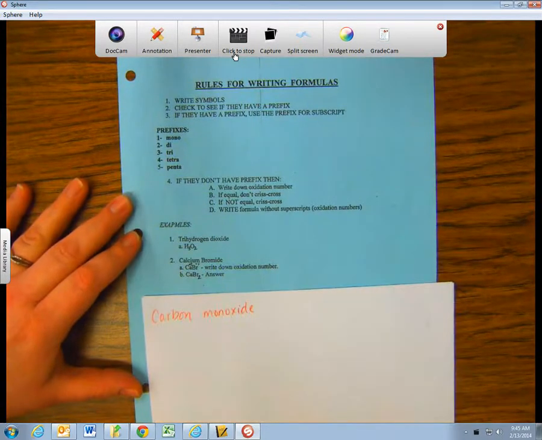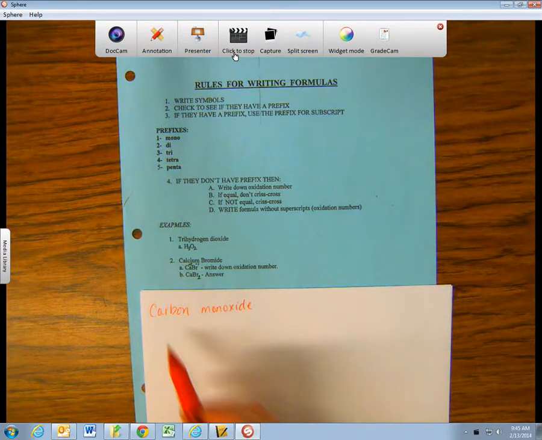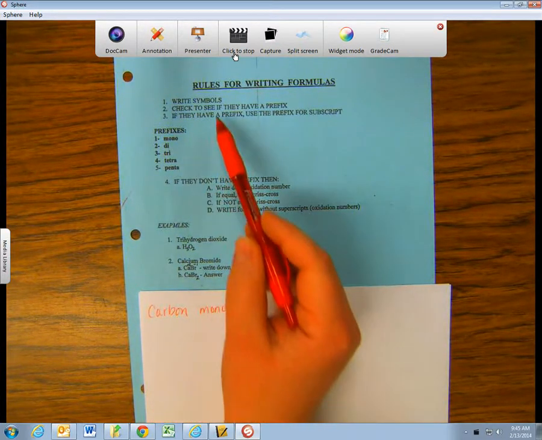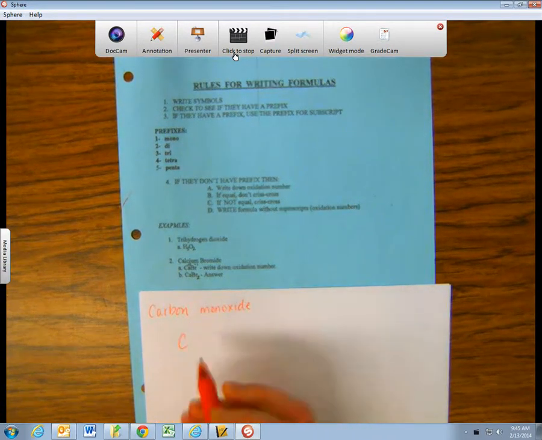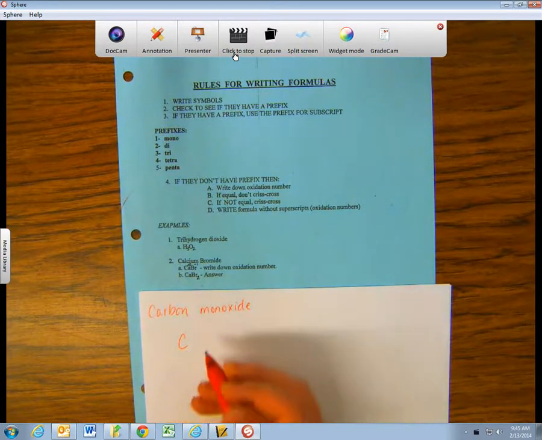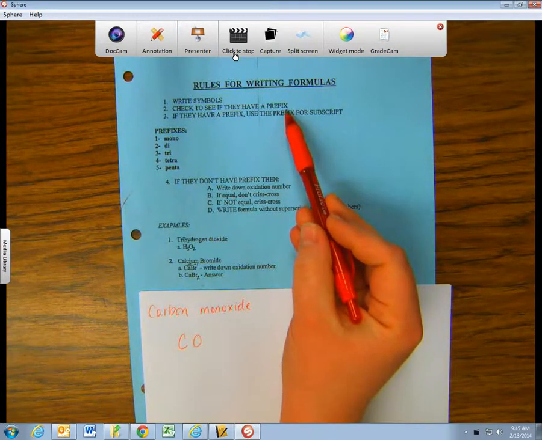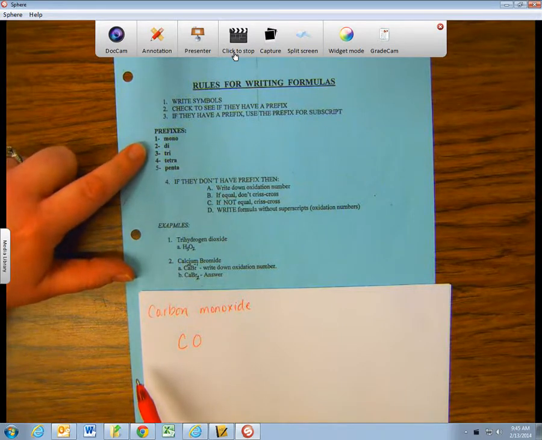This is the rule sheet for writing formulas, and what you do first is you look at the name of the compound, and here we have carbon monoxide. So the first step is write the symbols. So I'm going to write the symbol for carbon and the symbol for oxygen. Then I have to check and see if they have a prefix. Okay, and remember our prefixes were mono, di, tri, tetra, or penta.